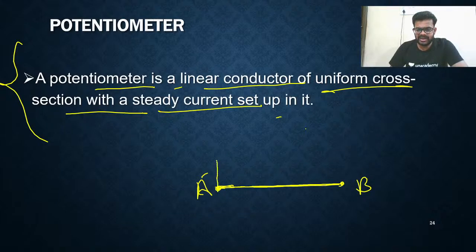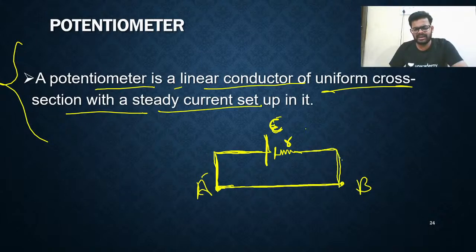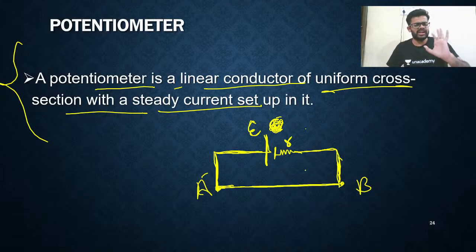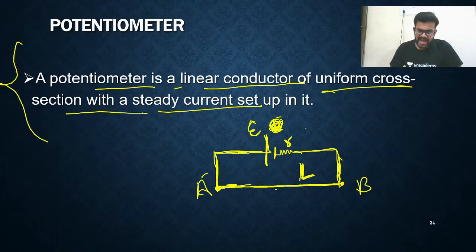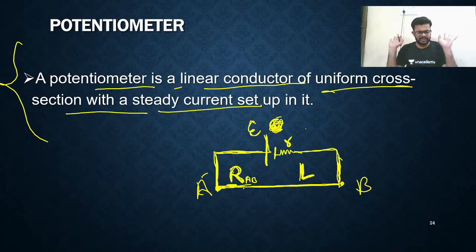Always there will be a primary circuit. Primary circuit will be like this. It will have some cell E, having EMF E and some internal resistance R. We don't know about these two things, and it is not needed. Let's say the length of this wire is L, which is needed. And the resistance of wire AB, let's say RAB, is needed. If you know this many things, you can solve it.